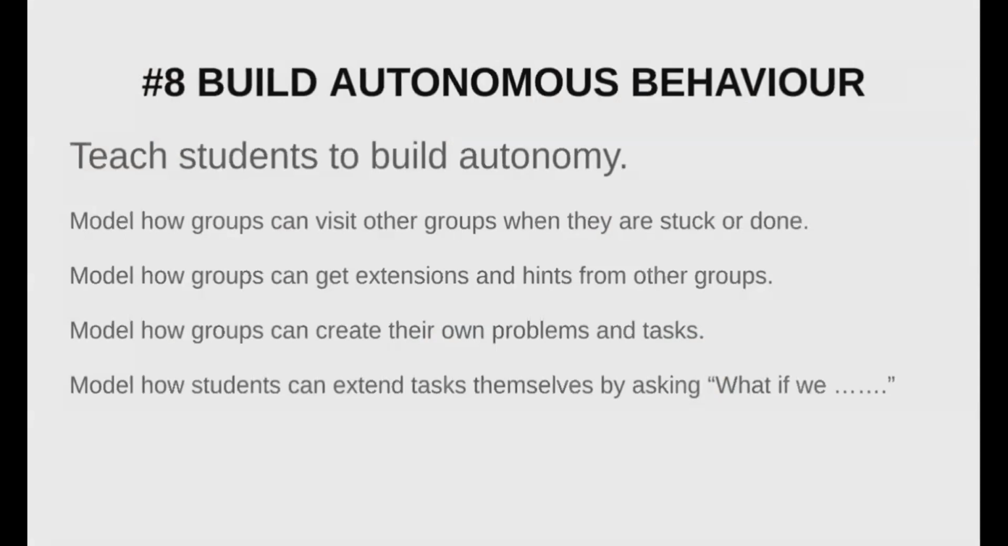So autonomous behavior, between managing flow and getting students to build autonomy, I think those are 2 super important things that you as a teacher need to work to move towards. And you can model this. You can model how groups can visit other groups when they're stuck. Model how groups can get extensions. If you're only giving them the first question and you've got a series of questions to give, you put it in a different color on a whiteboard, and they can steal it from that whiteboard and find out what other tasks are. Teach them how to model their own problems and own tasks.